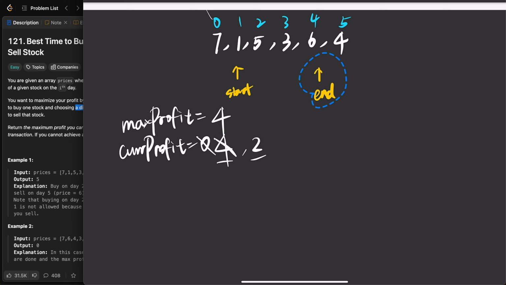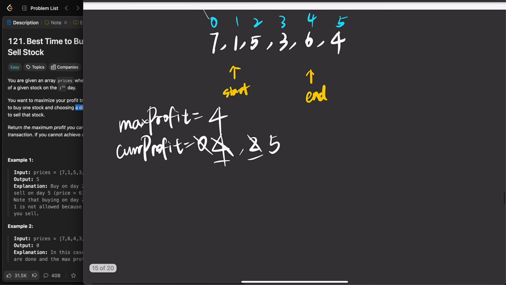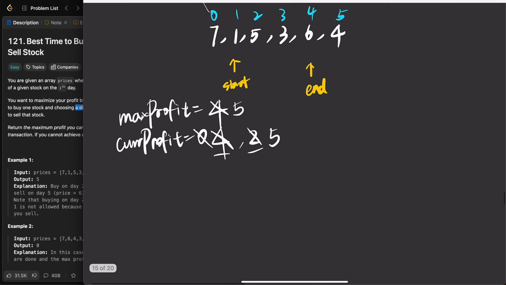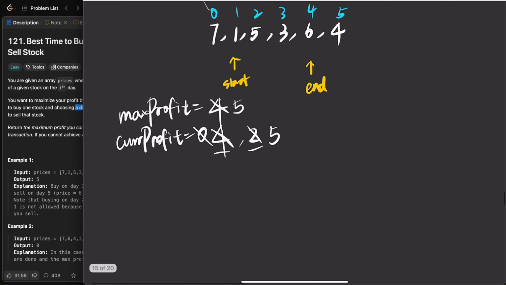And then move to the next, which is 6. And 6 minus 1 is greater than 2, and the current profit we can say is 5. And 5, the current profit, compared to the maximum profit, 5 is better than 4, right? And we can also update it. And I think this is how we are solving this problem using the brute force.